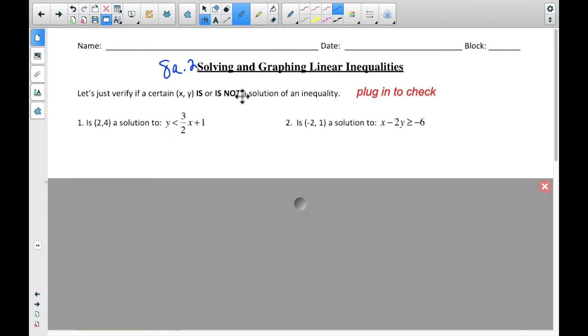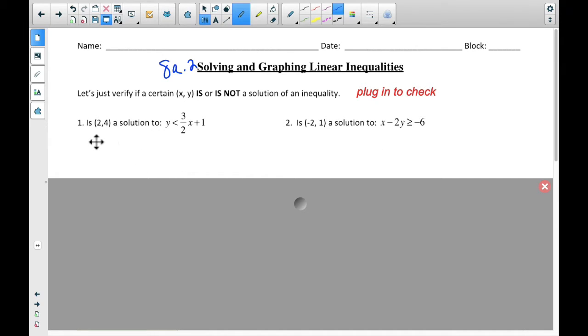Hi everybody, this is lesson 8A2, which is solving and graphing linear inequalities. So we've been working with inequalities. Remember that with inequalities, there's more than one answer. There are a bunch of answers. And so we're going to be investigating that a little bit more, of how many answers there are.